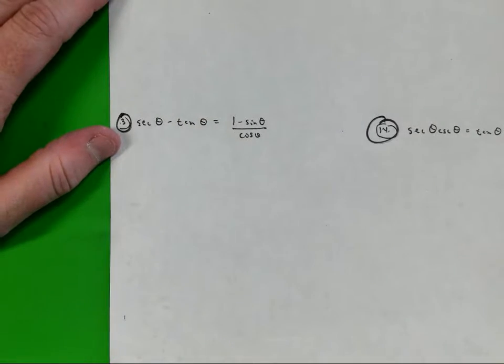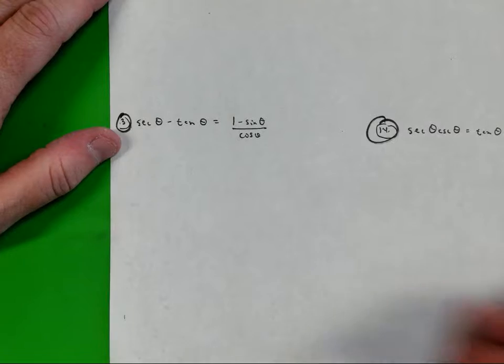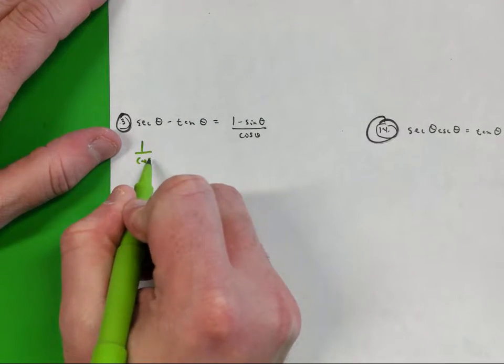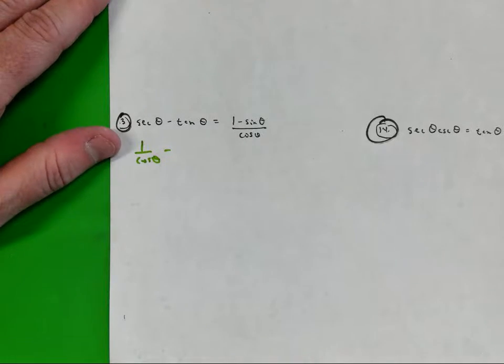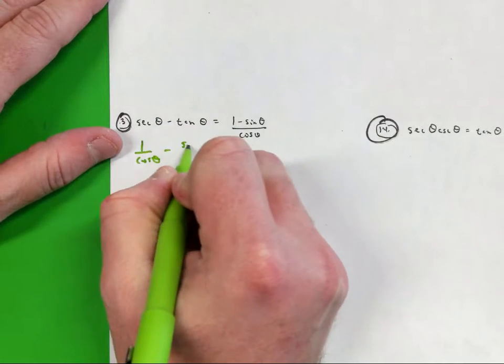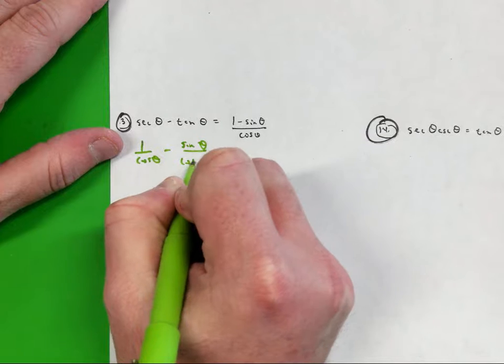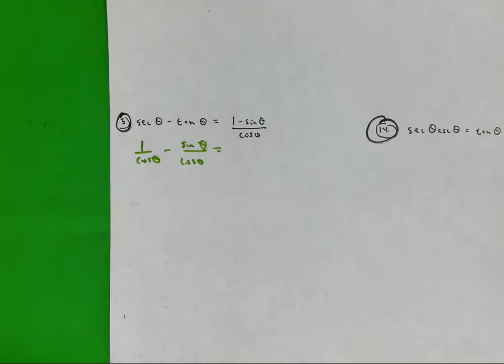Secant. How could I break secant down, Nick? 1 over cosine. Very good. Harrison, how could I break tangent down? Sine over cosine. Very good. Now, looking at this, I go back to my toolkit. Zach, which of these strategies might I use now?